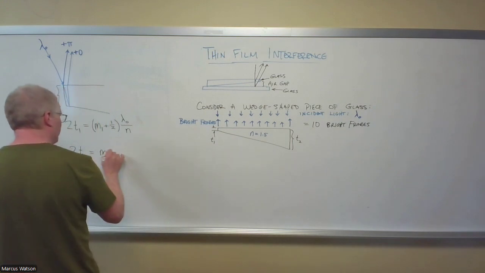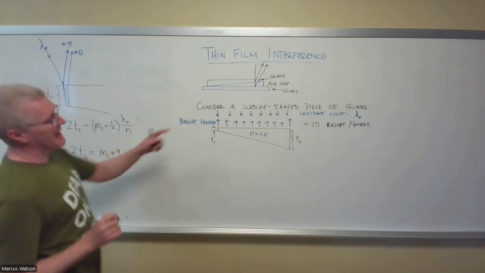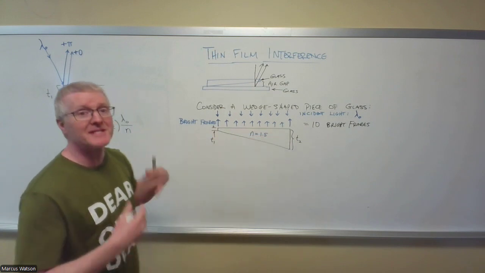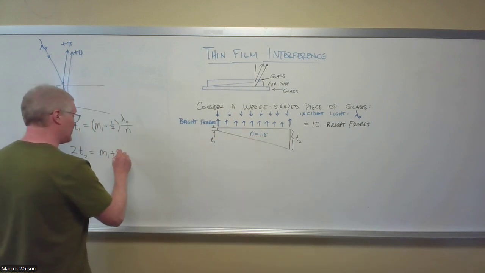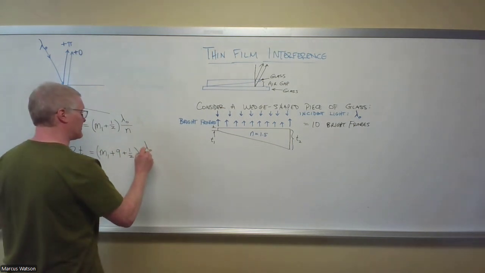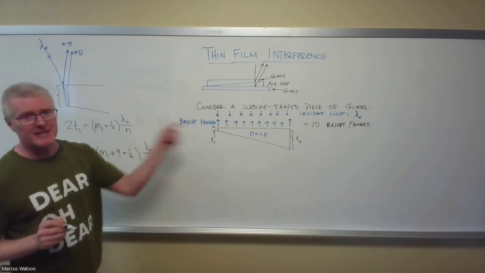So I'm going to have M1 plus 9. Now I got a bright fringe again on the opposite side over here, so I'm still going to have to put the half in. And it's still lambda naught divided by n because it's the same material.